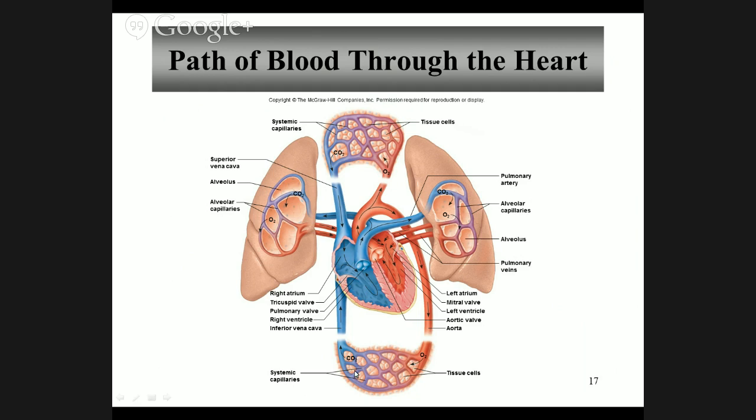Then again, the process goes through again. The gas exchange occurs. Oxygen is used up by the cells. Some CO2 is given off, and then the process begins again.